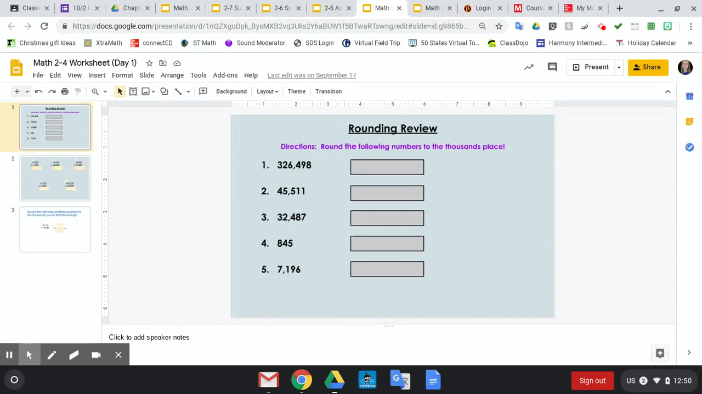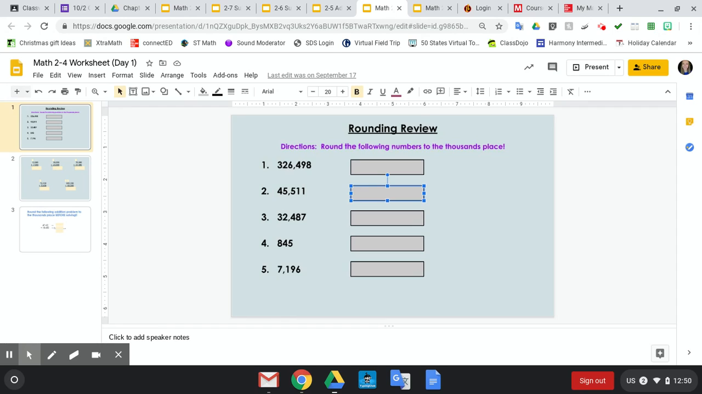This is lesson 4, and this is day 1. So you need to make sure that you can round any number to any place. This is a great one to practice, especially these few in the middle. Those are the types of numbers that we'll probably be working with, especially on a test.